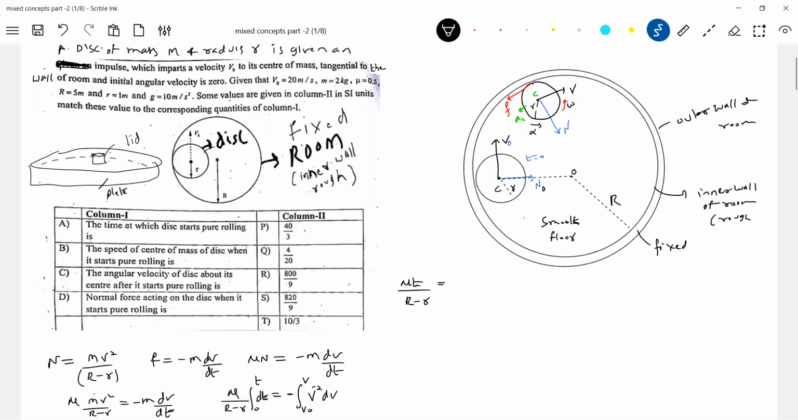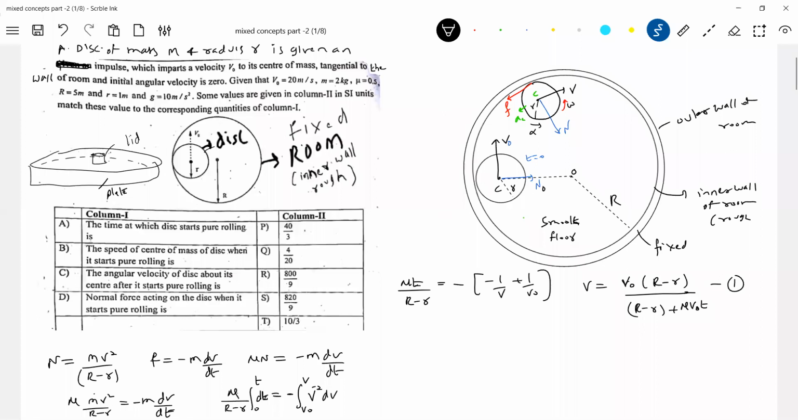Let me write everything in one page so that it will be easy for you to follow. The negative of this is minus 1 by v. After integrating and substituting limits, I get the expression for v as v naught times (R minus r) divided by something. This is the expression for the speed of the disk at any instant of time t. Call this equation 1. You have to just get into the calculation.